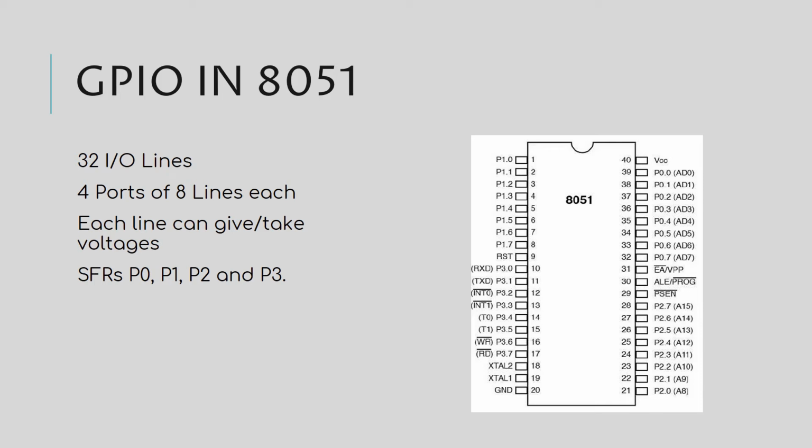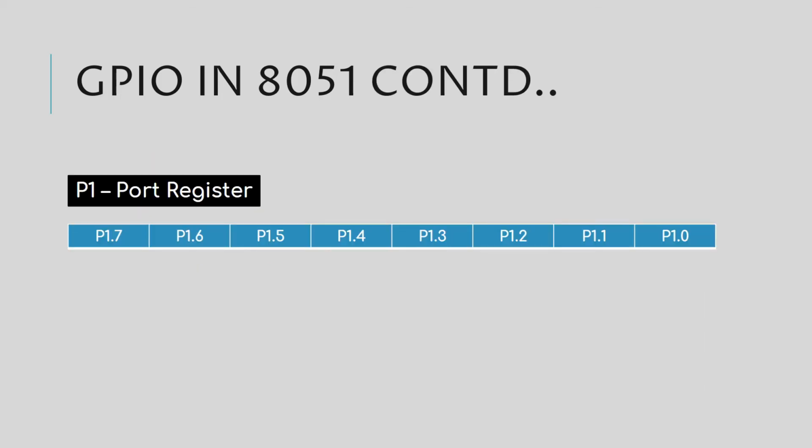And all these registers are special function registers. So let's see the port 1 register. This register is a 1 byte storage. From LSB, it's P1.0, then P1.1, then P1.2, and up to the MSB, which is P1.7. This is how the memories are located. Not memories, we can call it bit storage.